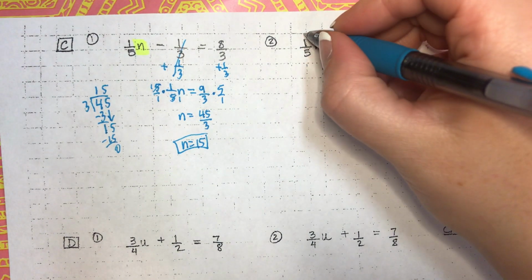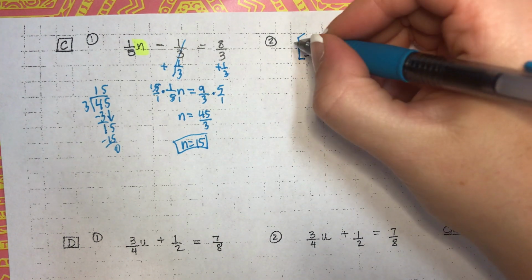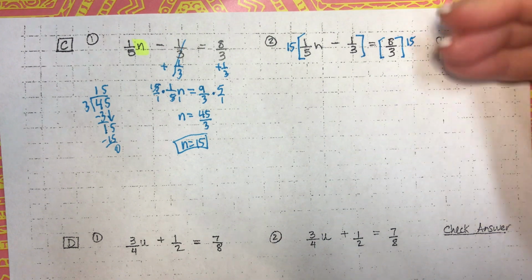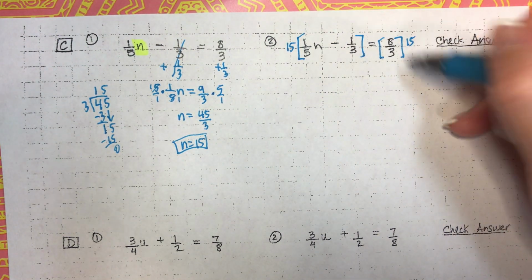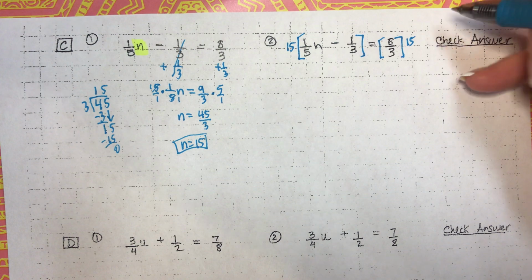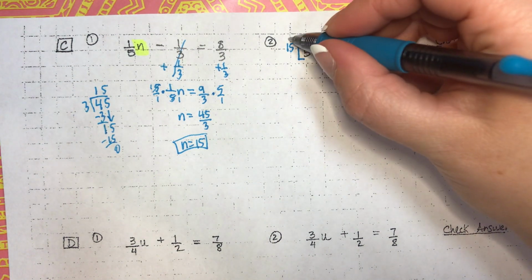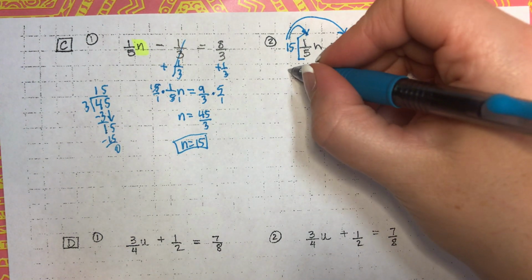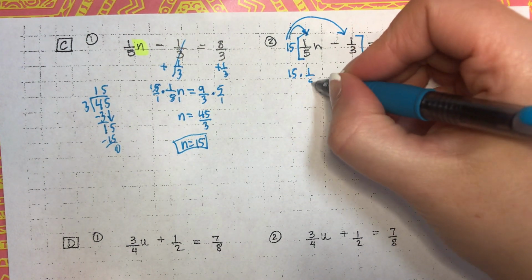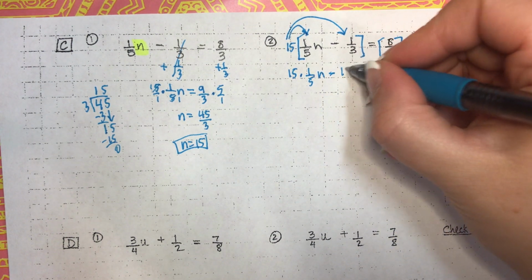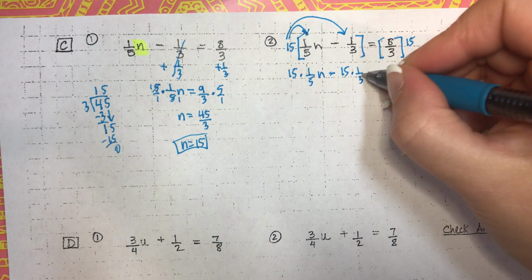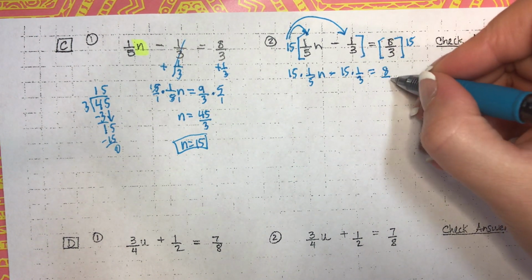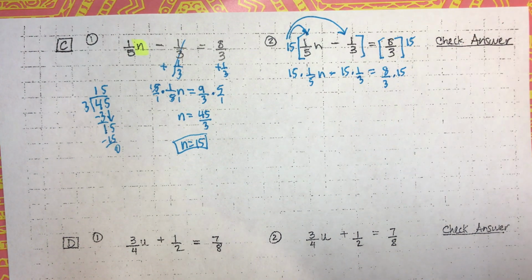So that means we're going to multiply this side of the equation by 15 and this side of the equation, because whenever you're doing equations, you have to keep things equal. Whatever you do to this side, you have to do to this side as well. Okay, so this is what the first step is going to look like. Then you multiply that 15 here and here. So we're going to write that down: 15 times 1/5 n minus 15 times 1/3 equals, and then multiply it here, 8/3 times 15.